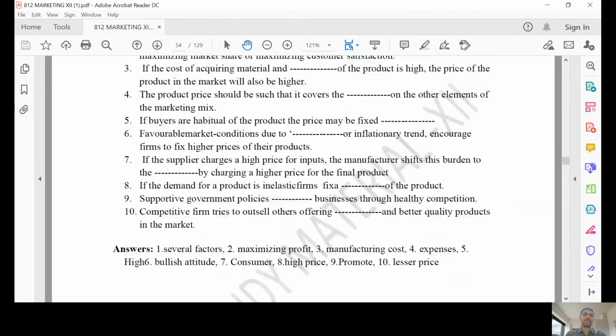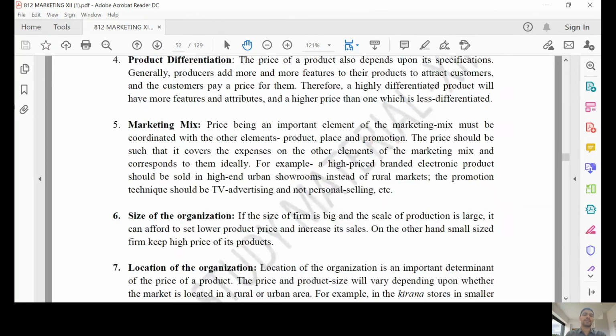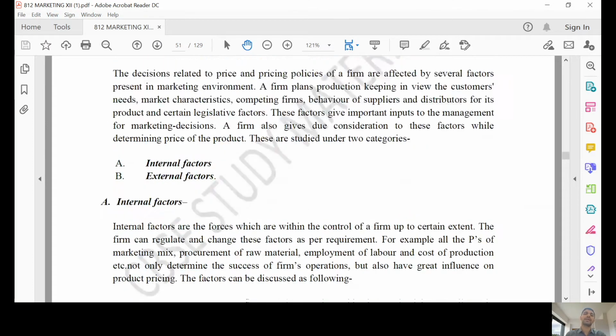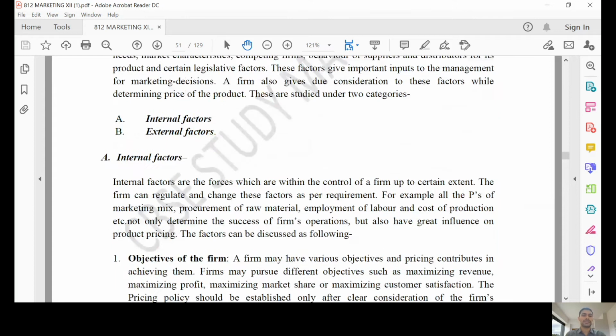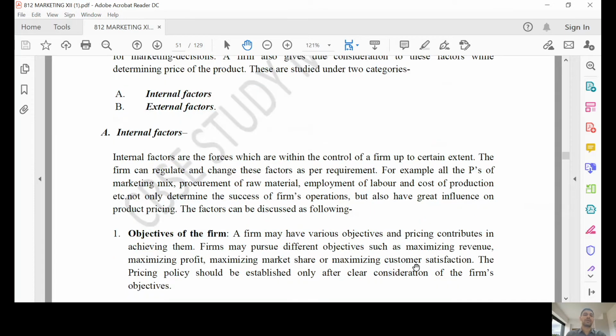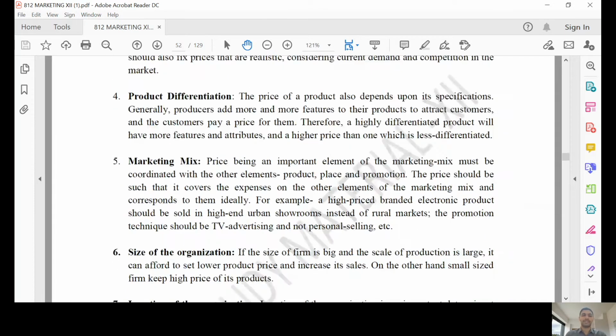So the various factors which are influencing the price, we can classify into two. They are internal factors as well as external factors. Internal factors are within the control of the organization to some extent, but external factors are beyond the control of the organization.